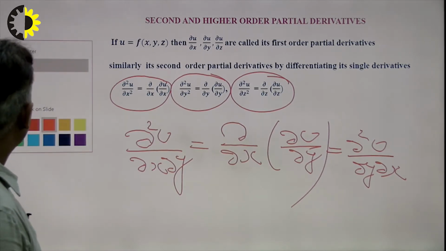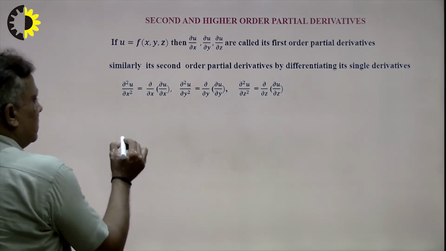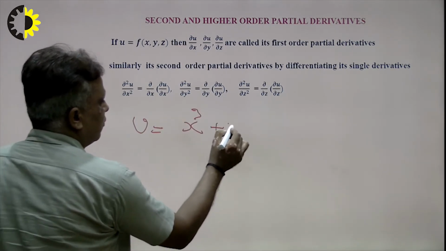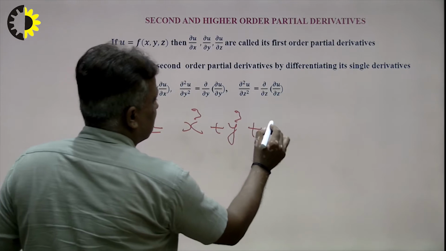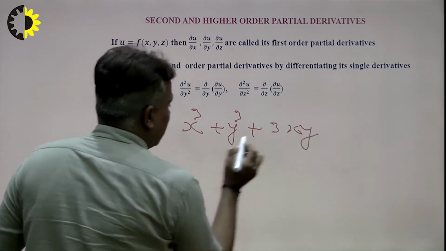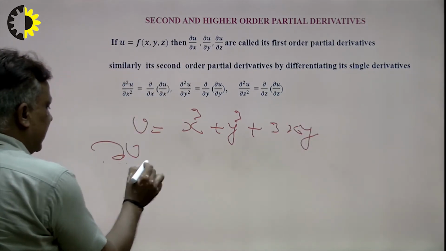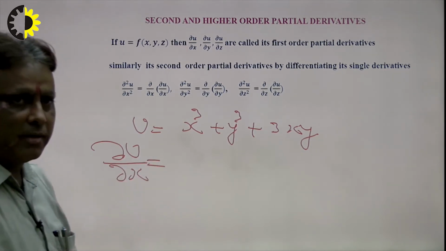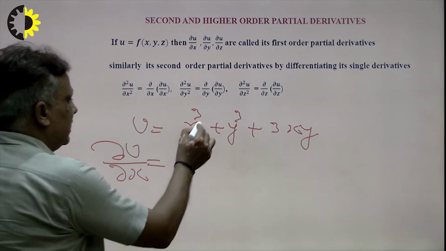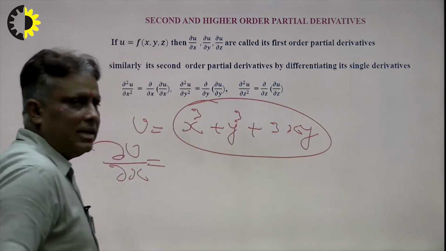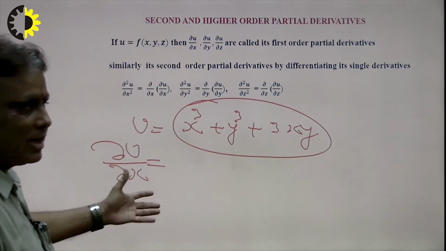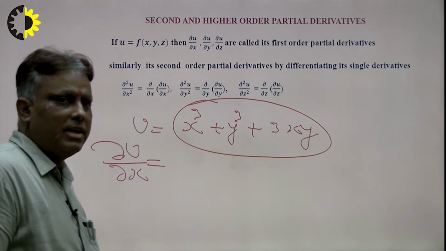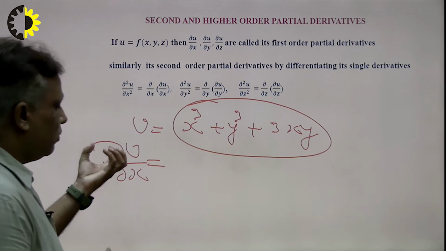Suppose I write another example. Suppose u is equal to x cube plus y cube plus 3xy. Suppose I want to calculate del u over del x. Students, see very carefully because this is the first time we are doing partial differentiation. This function contains two variables, x and y. How do we differentiate partially with respect to x? The concept and formula are the same, nothing is changed as far as differentiation, but only the concept is changed.